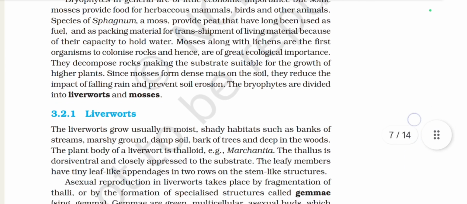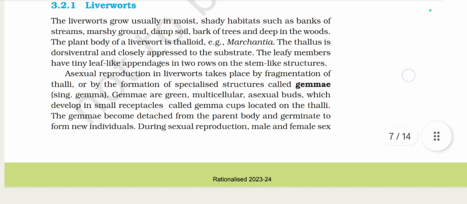Now, liverworts. The liverworts grow usually in moist, shady habitats such as banks of streams, marshy ground, damp soil, bark of trees, and deep in the woods. The plant body of a liverwort is thalloid, like Marchantia. The thallus is dorsiventral and closely appressed to the substrate. The leafy members have tiny leaf-like appendages in two rows on the stem-like structures.